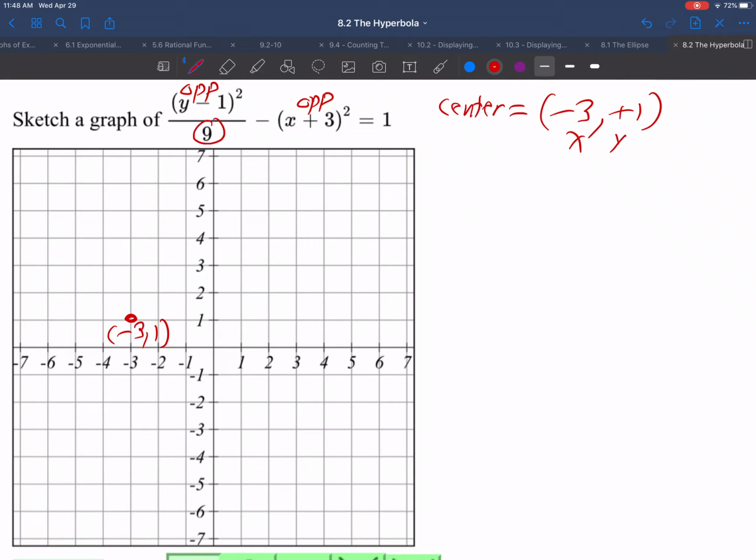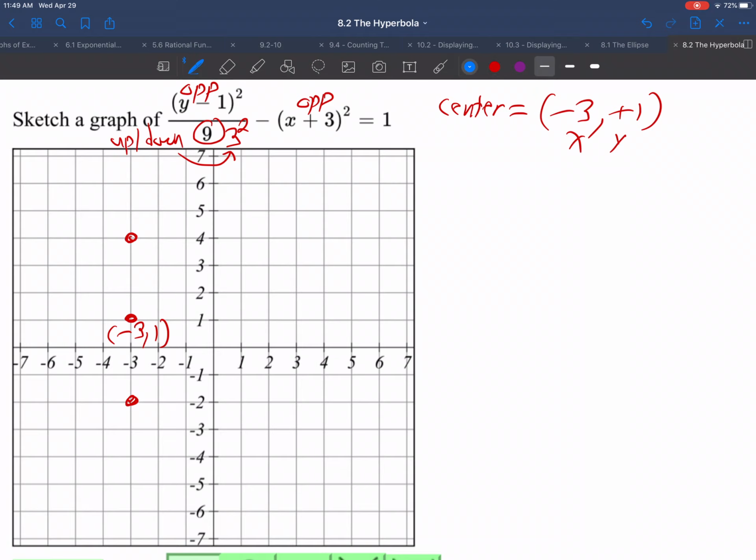Now that we have that, we need to find out how big to make the dotted box. Whatever's underneath y, rewrite that as 3 squared. That's up and down. So I'll go up 3 and down 3. See what I did there? I went up 3 and down 3, because whatever's underneath y is always up and down. This is up, down, 3.